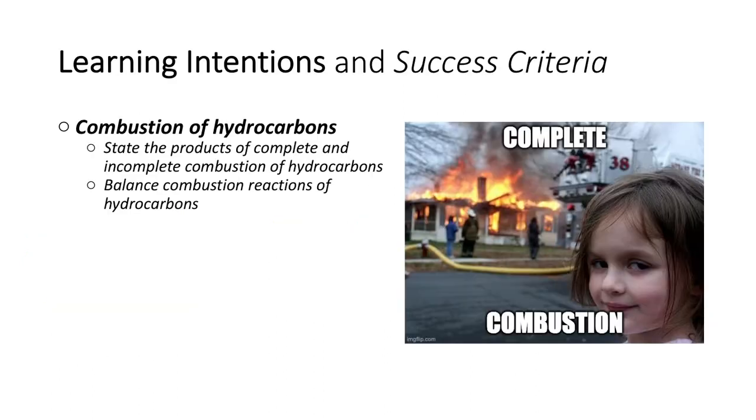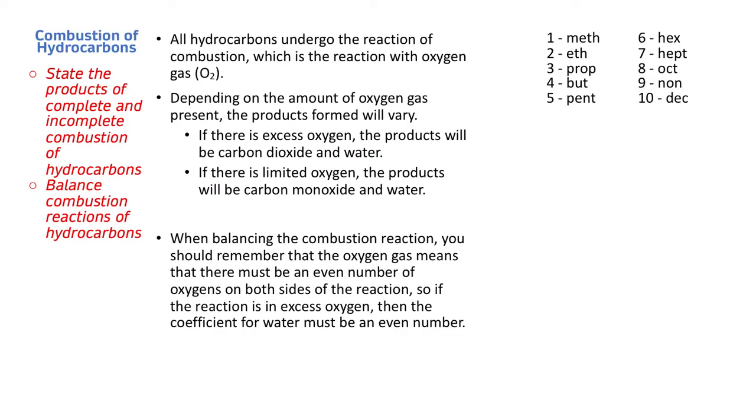So let's get started. We're going to be learning about the combustion of hydrocarbons, their incomplete and complete combustions, and then how to balance them. So let's have a look. All hydrocarbons undergo the reaction of combustion, which is the reaction with oxygen gas, or O2. Depending on the amount of oxygen gas present, the product formed will vary. If you have excess oxygen, you'll make carbon dioxide and water. If you have limited oxygen, you'll make carbon monoxide and water.